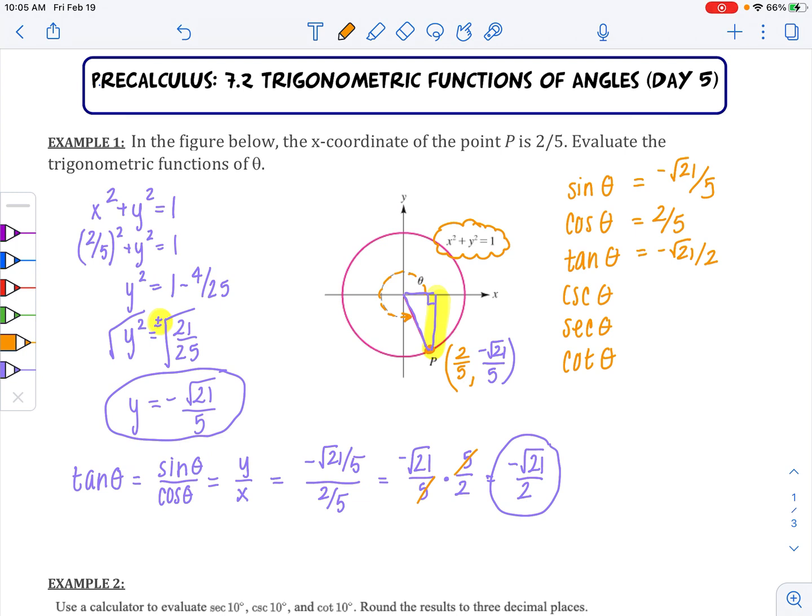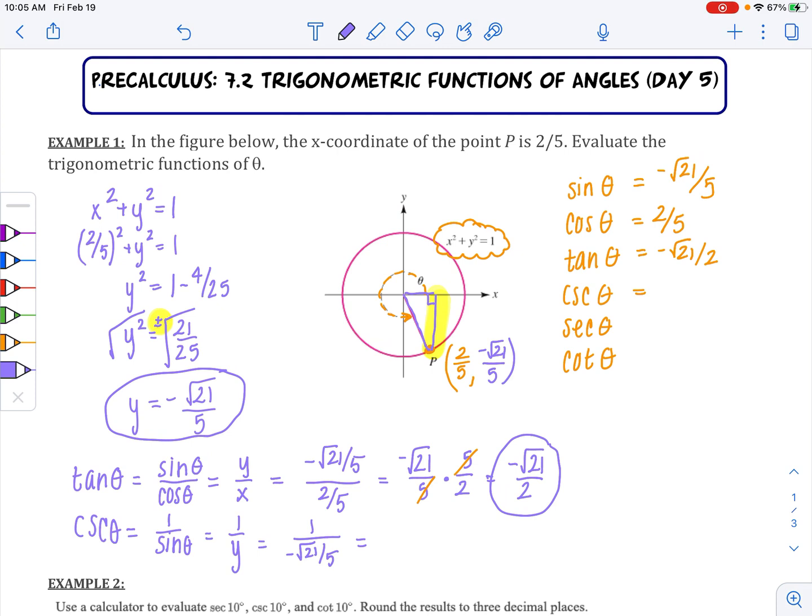Once you have the first three, the next three are the reciprocals. So the cosecant is 1 over sine. I'll write this one out, and then the rest we can kind of just jump through. So the cosecant is 1 over sine, which means it's 1 over y. Our y value is negative root 21 over 5.